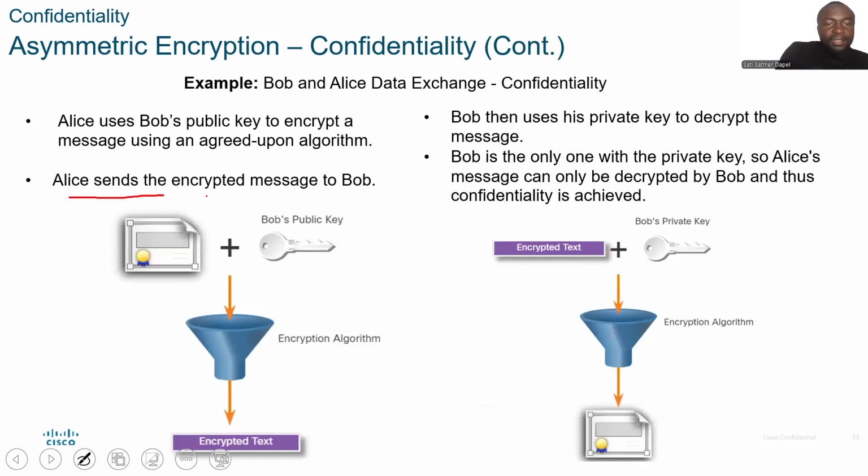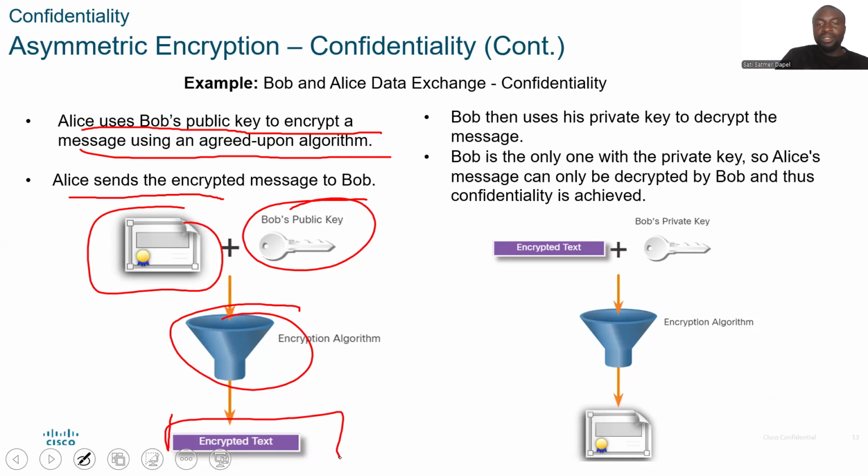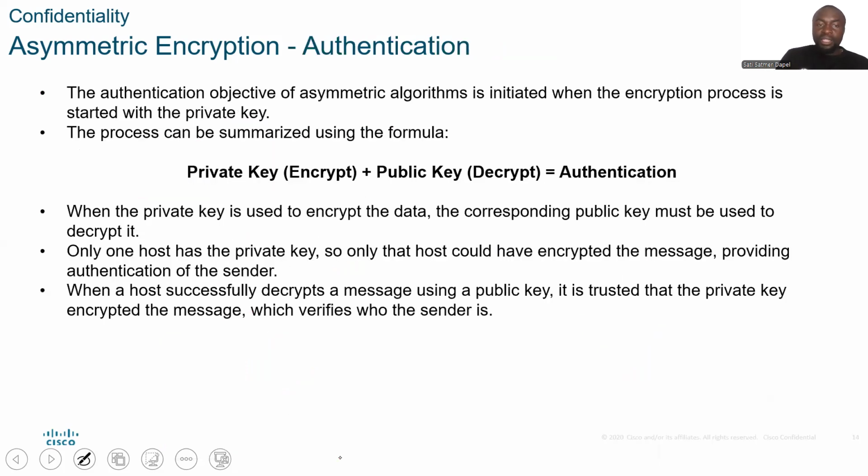So Alice uses Bob's public key to encrypt a message using an agreed algorithm. So this is the algorithm here. This is Bob's public key. This is the message. And then once it's encrypted, it gives you this. Bob then uses his own private key to decrypt the message. All right. So that is how it is done.